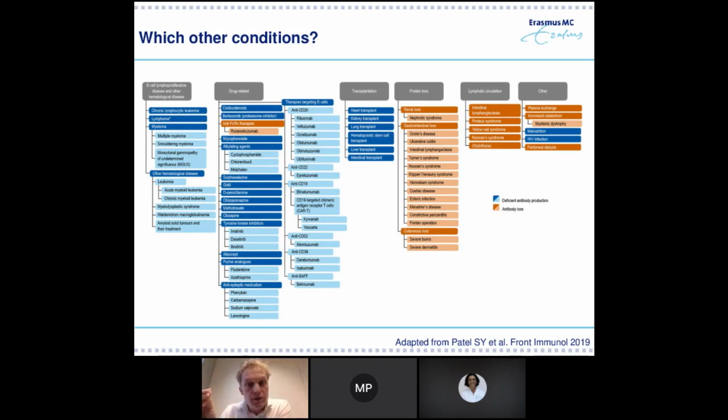So which other conditions may result in a presentation with a secondary antibody deficiency? There are several conditions that give rise to an antibody deficiency. The important ones are hematological malignancies, the increasing use of immunosuppressants, transplant patients that use immunosuppressants, or loss of antibodies. If you have an inflammatory bowel disease, you can lose immunoglobulins via the gut. If you have severe kidney disease, you can lose proteins, including immunoglobulins, via the urine. So also loss of immunoglobulins may result in an antibody deficiency.